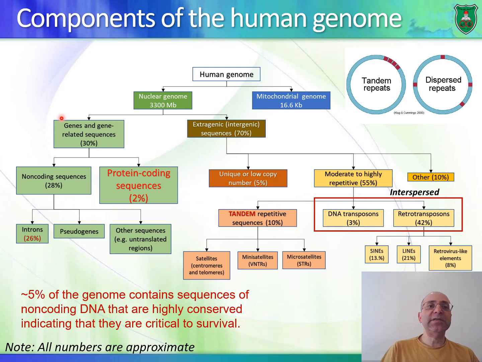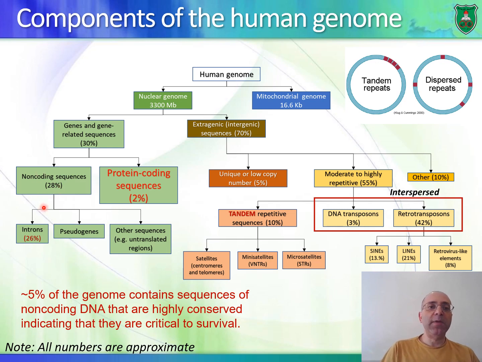So we have genes and gene-related sequences. Genes constitute about 2% of the human genome. About 28% of the human genome is non-coding. What do we mean by non-coding? It means that it does not code for proteins, or it does not get transcribed. It doesn't code for RNA. It doesn't produce RNA. Okay, so they call it non-coding sequences.